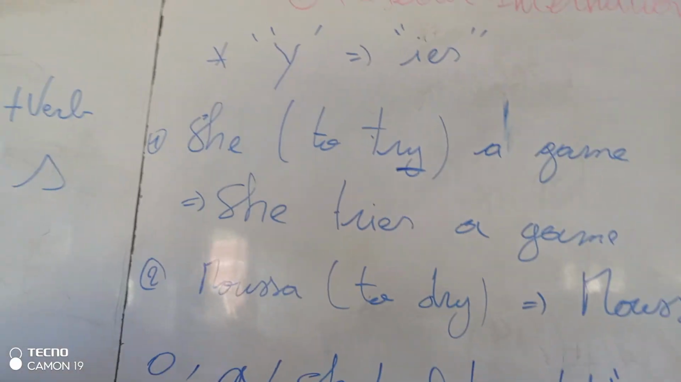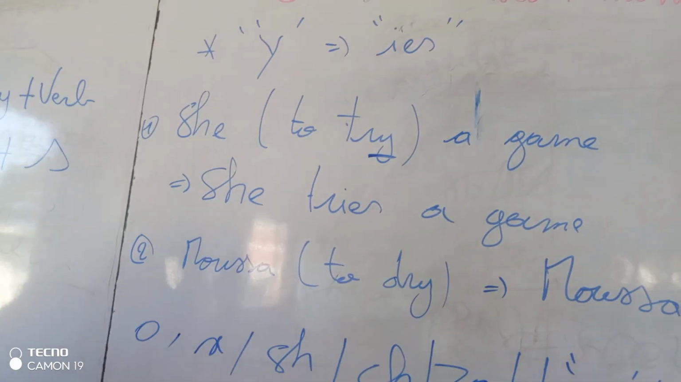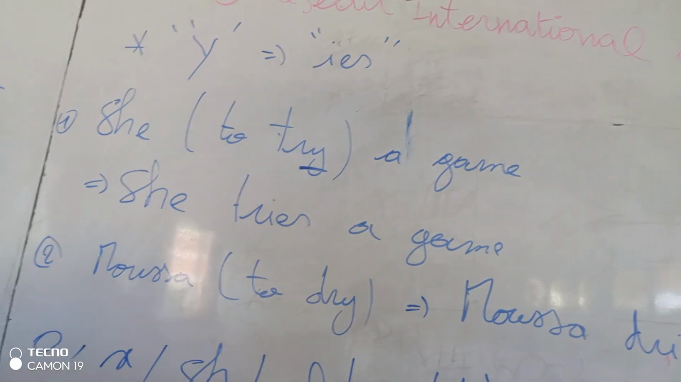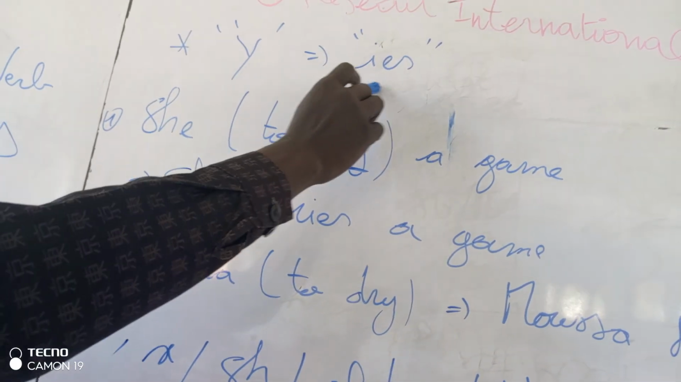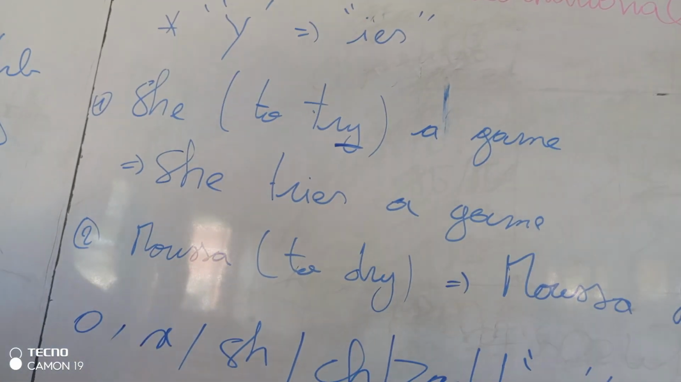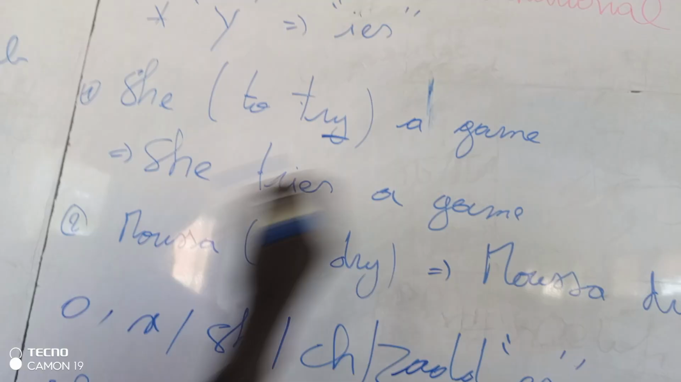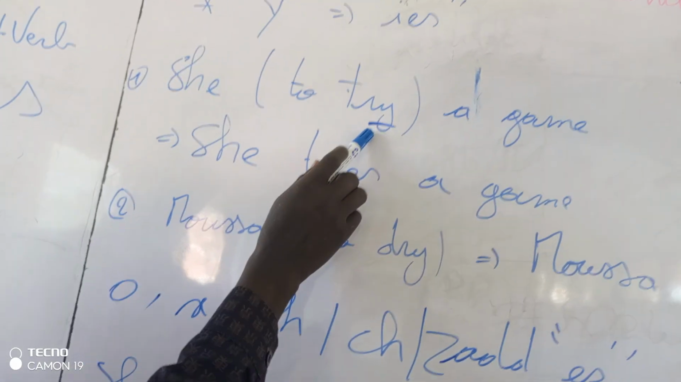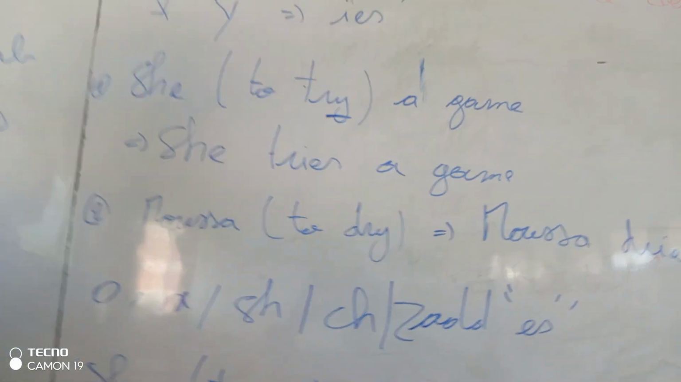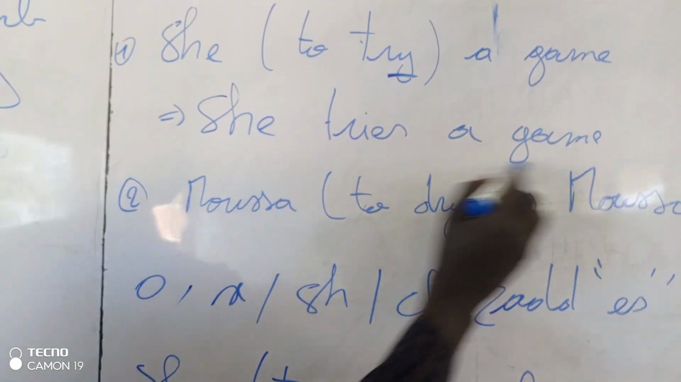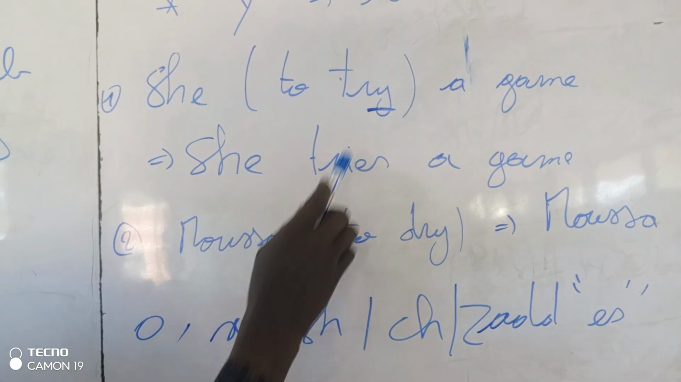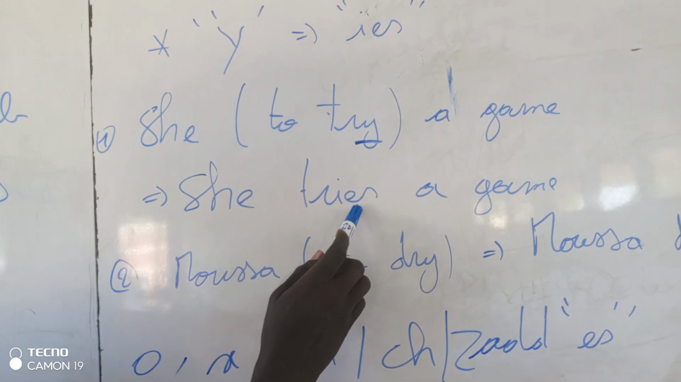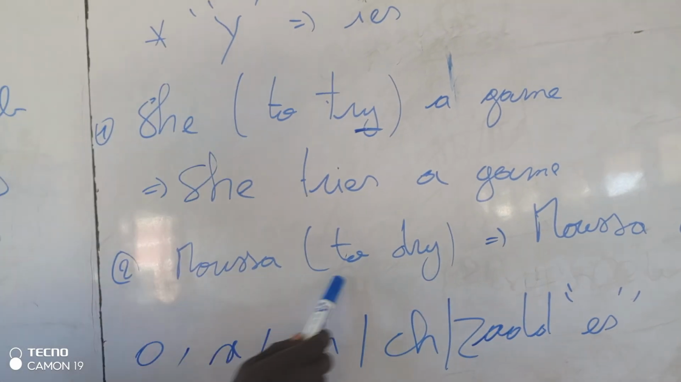So what about this? When we have a consonant plus y at the end of the verb, the y will become i, and we add es, like that. So with an example you will understand more. She to try again. What do we have here? Y at the end of the verb. So we will say what? She tries again. So the y becomes what? I. Y becomes i here, and we add what? Es. Okay.